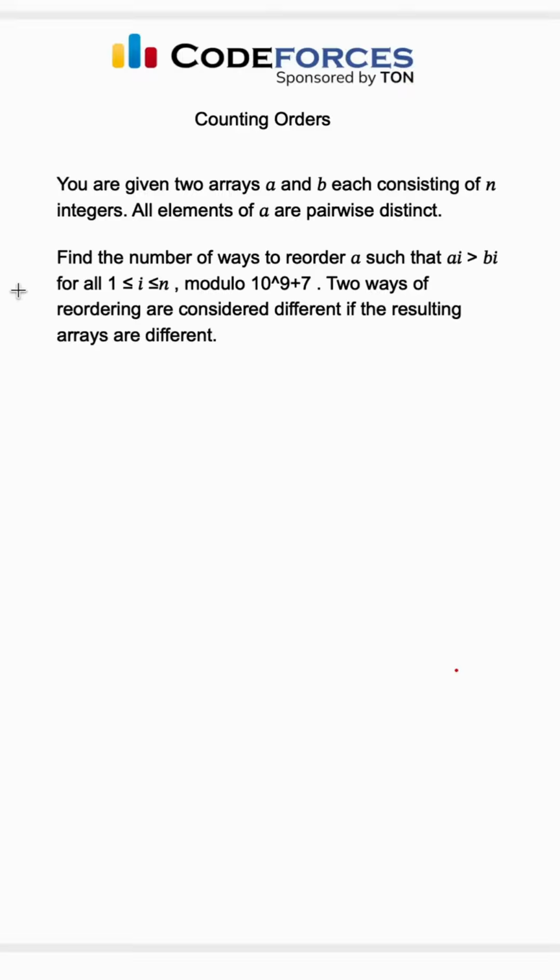Hello everyone, today we are going to do a question of Codeforces, that is counting orders. In this question we are given two arrays A and B, and we have to find the number of ways to reorder A such that A of I is greater than B of I for all I from 1 to n. So let's see an example.